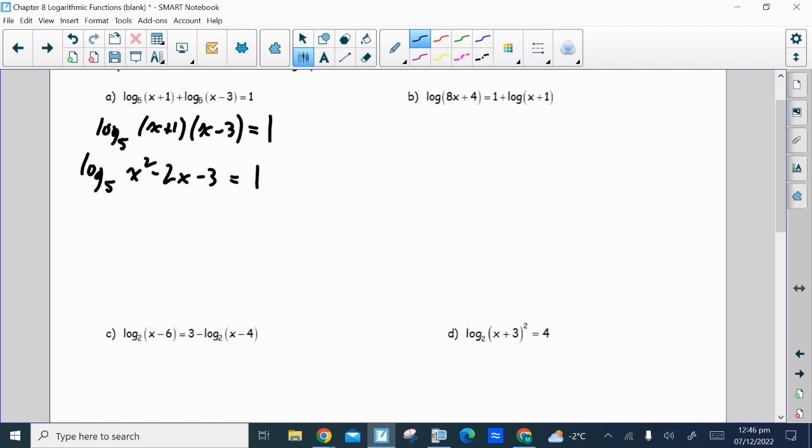And now, this is one of these cases where we will convert from logarithmic to exponential. So it'll be 5 to the power 1. When you start with the base and cycle through, it'll be 5 to the power 1 equals x squared minus 2x minus 3. Right? Start with the base, cycle through.